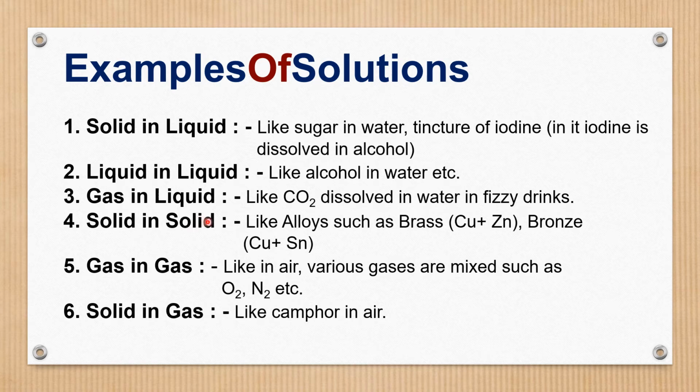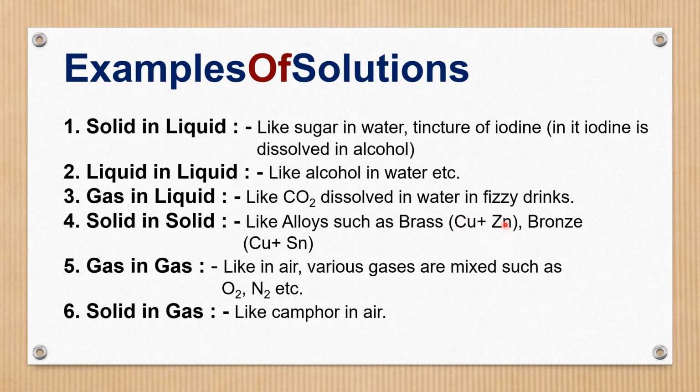That example is alloys, ALLOYS. One example is given, brass. Brass means a mixture of two metals. Here the two metals are copper and zinc. Copper is the larger part, so we can consider copper as the solvent, and zinc is the lesser part, so that is the solute.